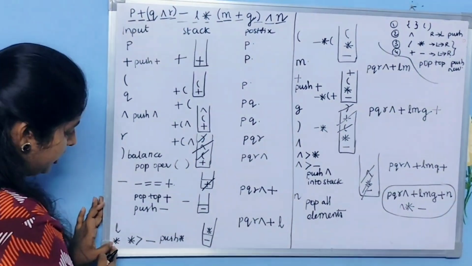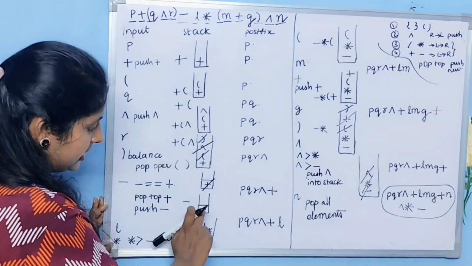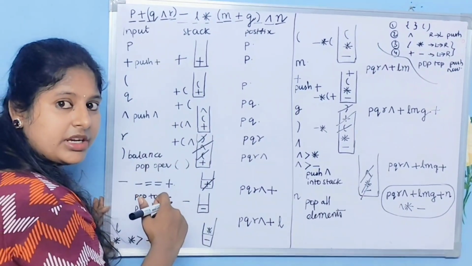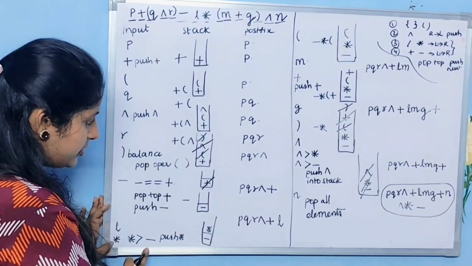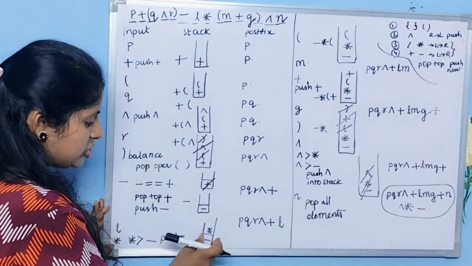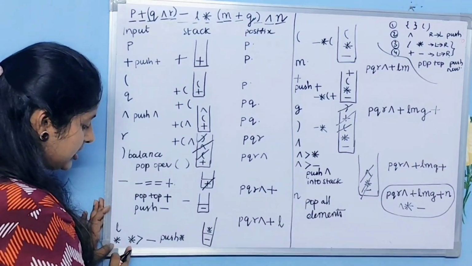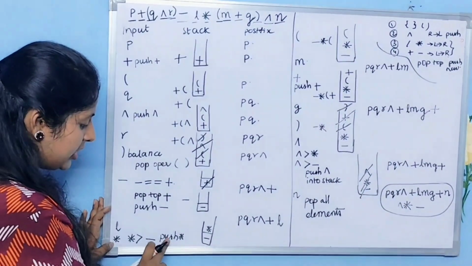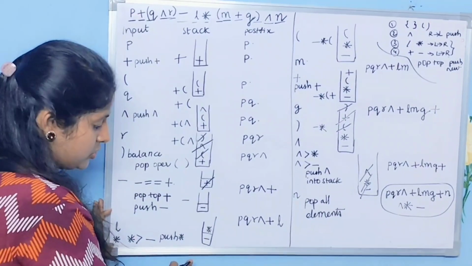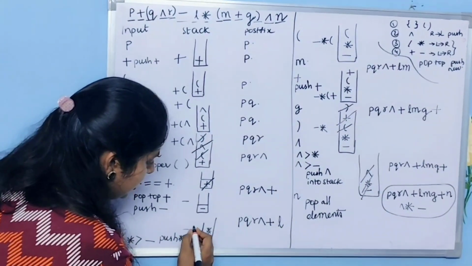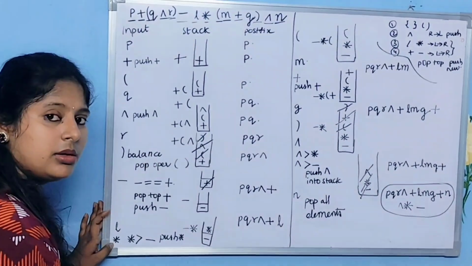Next, this is multiplication. So you have to check with the operator inside. Okay. Minus has highest. Sorry. So you have to check with the top. Multiplication has highest priority than minus. So you can directly push the new operator. So my elements in the stack right now are minus and multiplication.